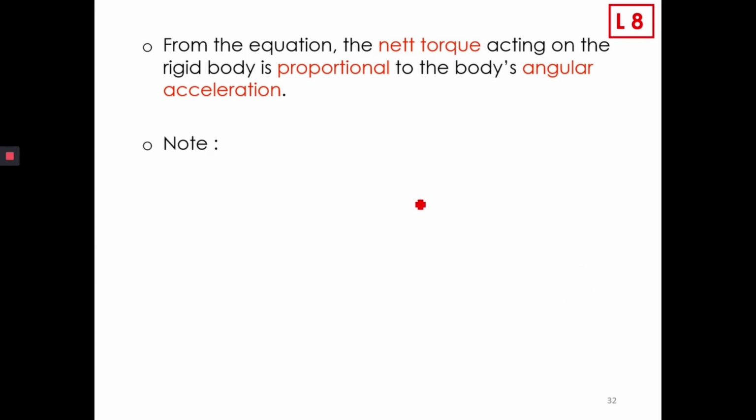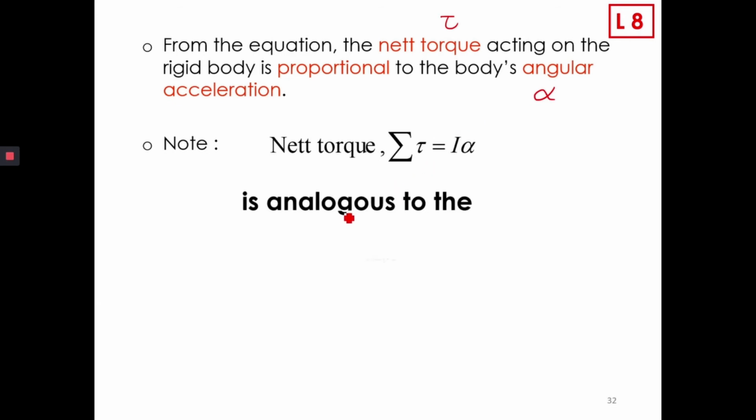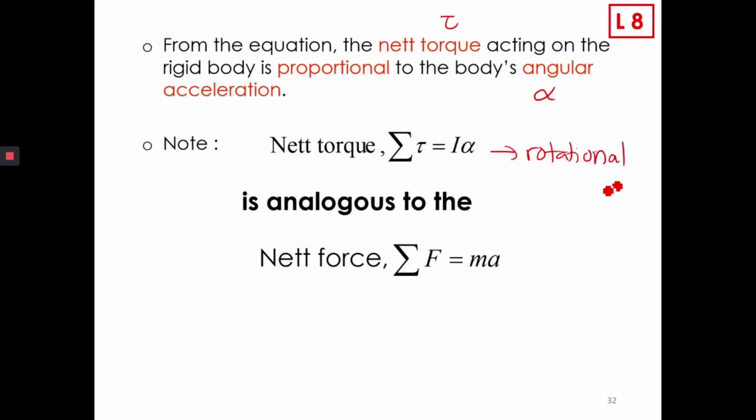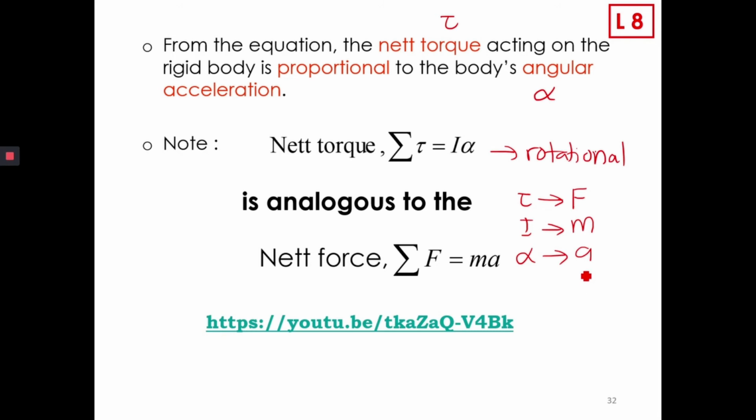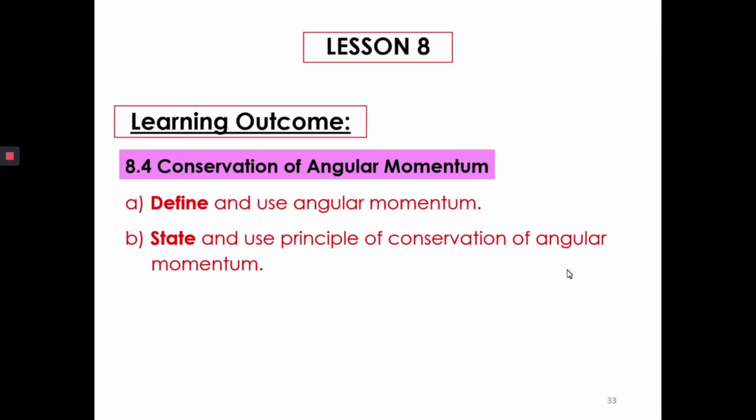From the equation, the net torque acting on the rigid body is proportional to the body's angular acceleration. Your torque is directly proportional to alpha. Now, torque equals I alpha is rotational, which is analogous to the net force, where you have F equals ma. So torque is related with force, I is related with mass, and alpha is related with linear acceleration. Okay, that is basically 8.3. Again, all the calculations will be done in your tutorial.